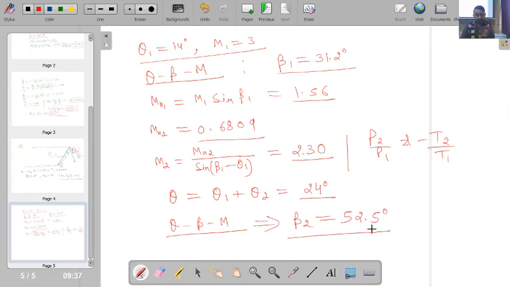Okay, so once again you can see your beta 1 was 31.2 and beta 2 is 52.5. So the angle has actually increased. Is this point clear? So beta 2 is 52.5. Now can you tell me what I have to calculate?